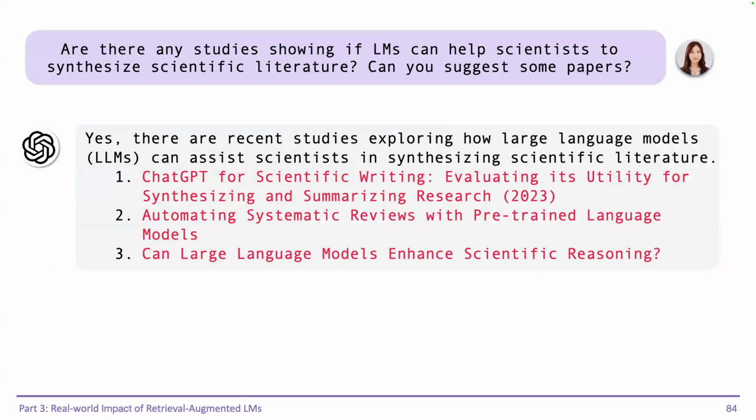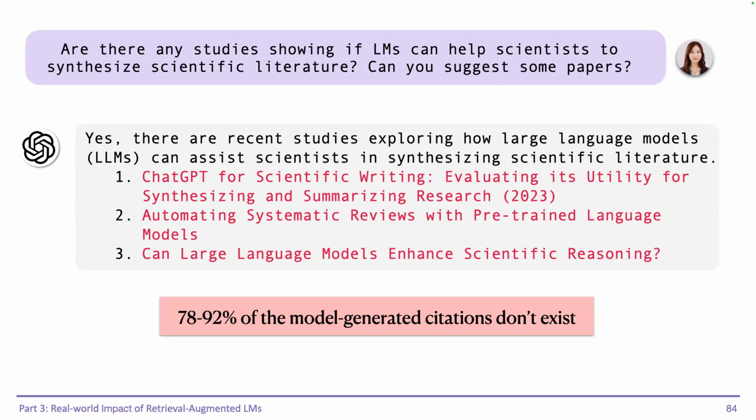Remember the question I gave in the introduction. As you can see, even state-of-the-art systems like GPT-4o frequently hallucinate, failing to generate accurate citations from their knowledge. Our analysis shows that even in top-performing models, 78 to 92% of generated citations are entirely fabricated.